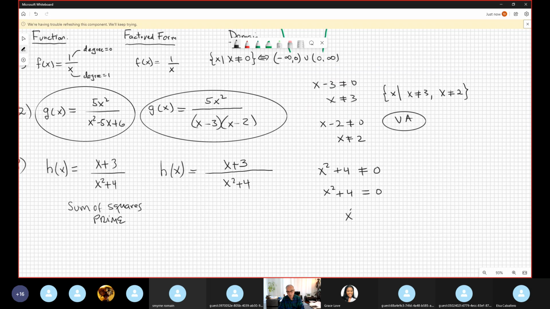Now, you move it to the other side, apply square root to both sides, x is equal to plus and minus, don't forget plus and minus, and the square root of negative 4 is 2i. This is the reason I cannot factor: the solution of this is complex or imaginary.